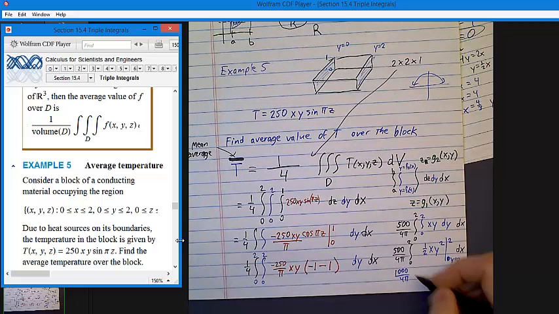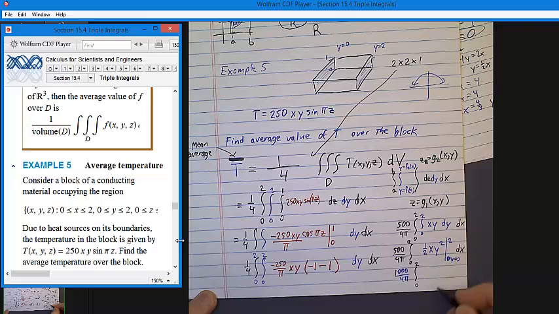And I'm integrating from 0 to 2. I brought all the numbers out front. I'm just integrating x dx.